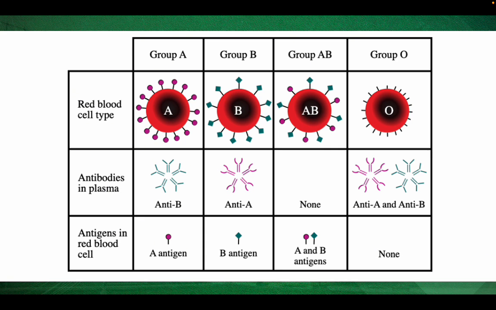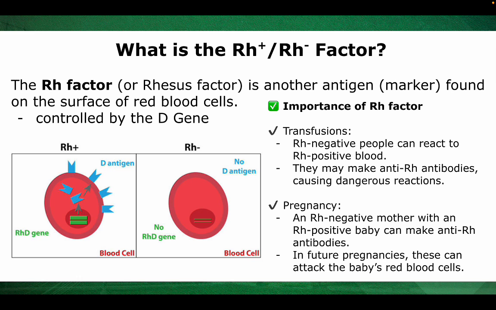Now let's talk about another important blood antigen, the Rh factor, or the rhesus factor. Besides the ABO system, there's another important marker. It's called the rhesus factor. It's controlled by the D gene. The D gene determines if the D antigen is present. If you have the capital D antigen on your red blood cell, even one, you are Rh positive. And if you don't, you're Rh negative.